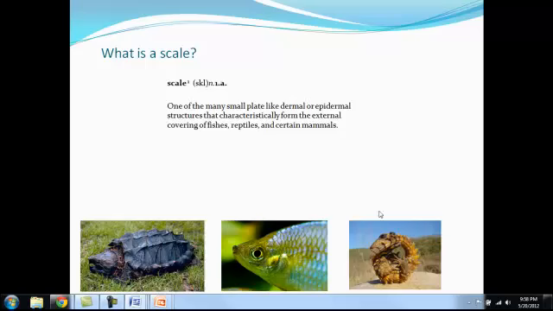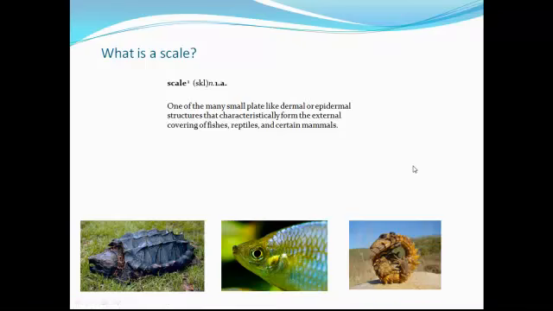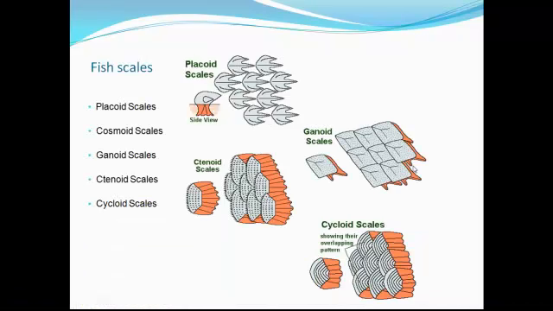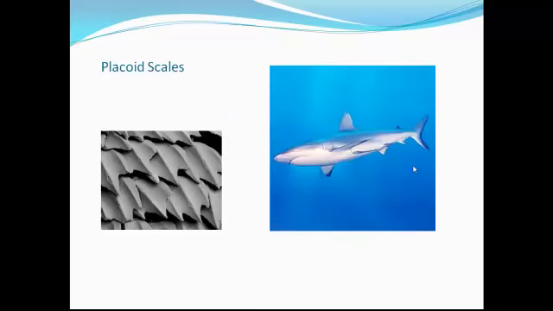Let's talk about the different types of scales. Different types of scales are placoid scales, cosmoid scales, ganoid scales, ctenoid scales, and cycloid scales. Placoid scales are mainly found on sharks and stingrays, and they're tough scales that cover the whole skin.